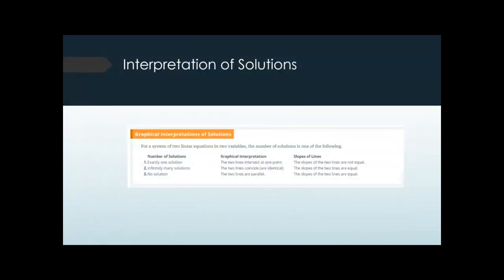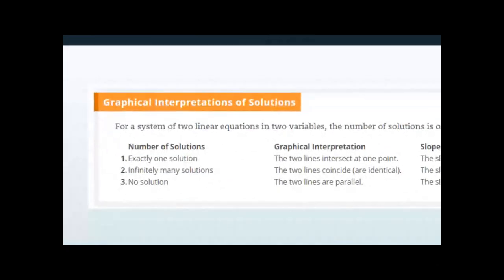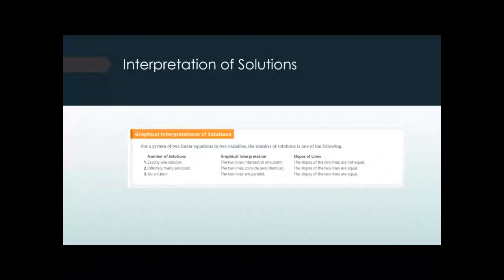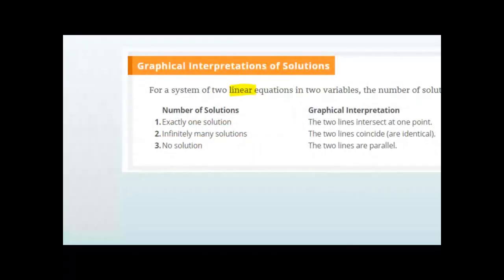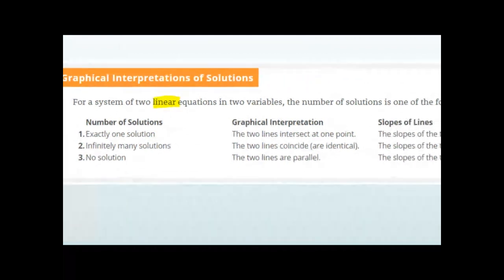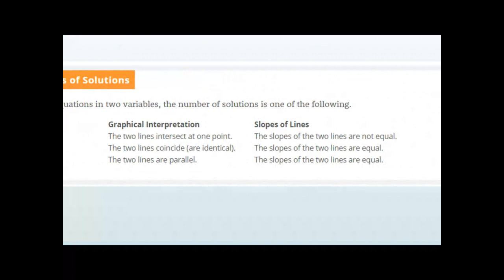So I've got the same thing here. I'm going to just zoom in. So we've got the graphical interpretation of solutions. So number of solutions, and these are particular for linear equations. Unfortunately, it doesn't let me highlight while I'm zoomed in. So if you have exactly one solution, the 2 lines intersect at one point, which means the slopes of the 2 lines are not equal. They don't have the same slope.